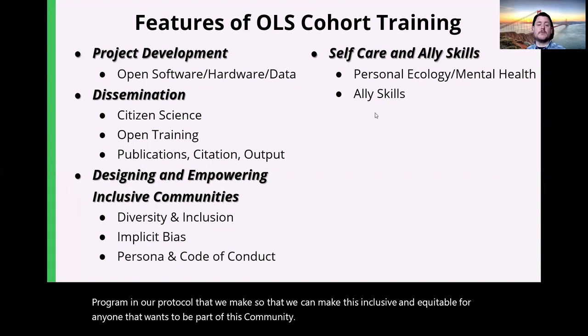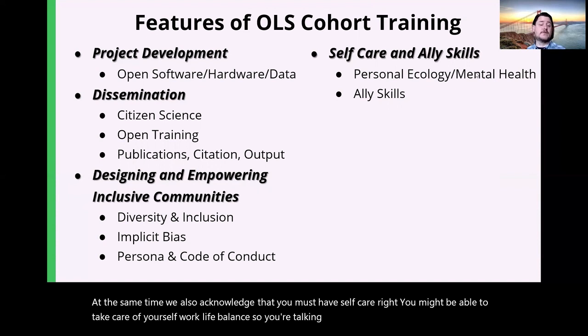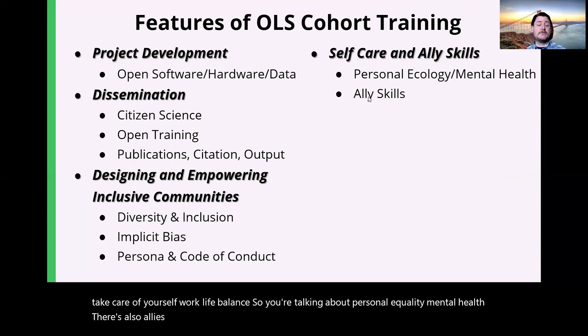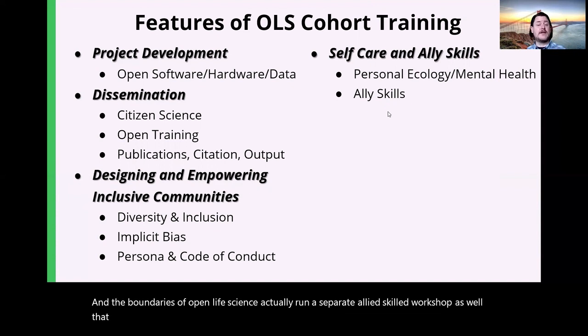At the same time, we also acknowledge that you must have self-care, right? You might be able to take care of yourself, work-life balance. So you're talking about personal ecology, mental health. There's also ally skills. So how can we be genuine allies to underrepresented groups, right? And the founders of Open Life Science actually run a separate ally skills workshop as well that is tremendously helpful for teaching people how to be genuine allies to all different types of groups of people.